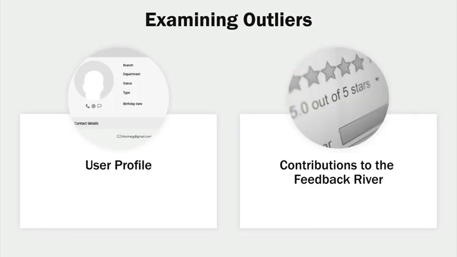When examining feedback, we recommend looking at the feedback giver's user profile and contributions to the feedback river. Looking at their profile data helps you understand the demographics of your audience or anti-audience. Looking at their contributions to the feedback river helps you understand your user's context. Seeing other problems they've complained about or features they've particularly liked will give you a better picture of what they really find frustrating or delightful.